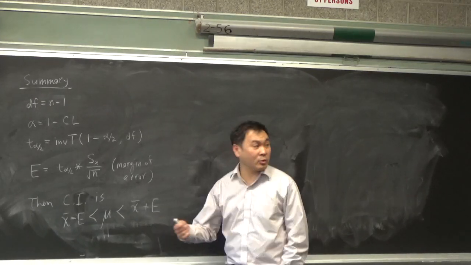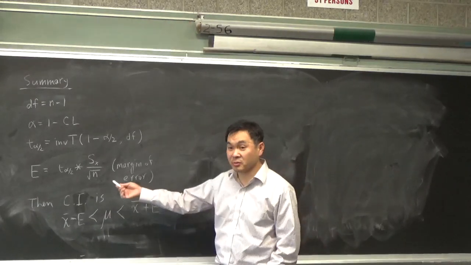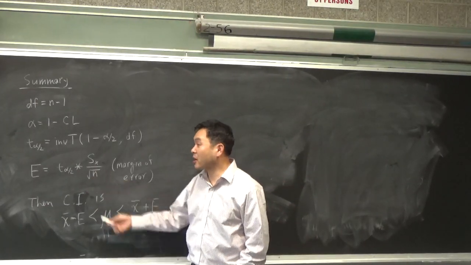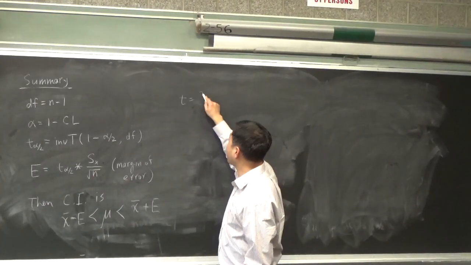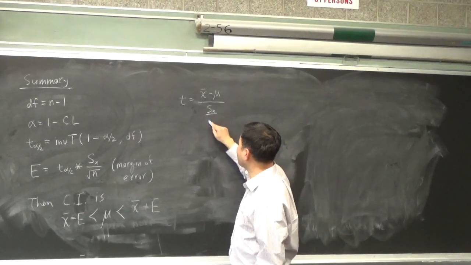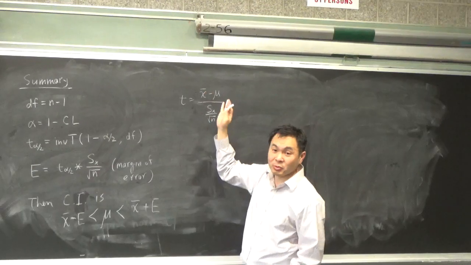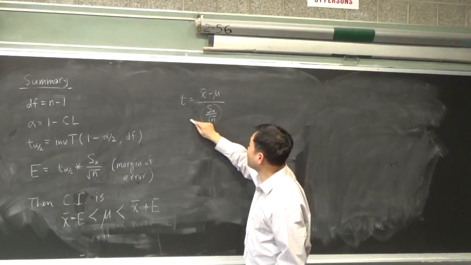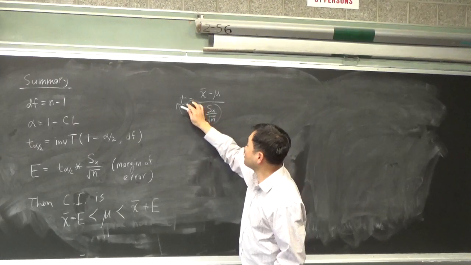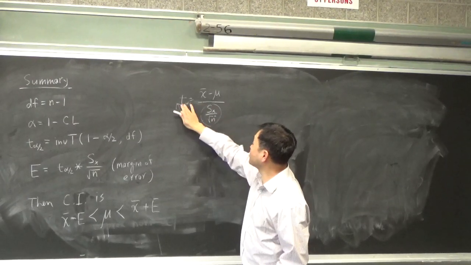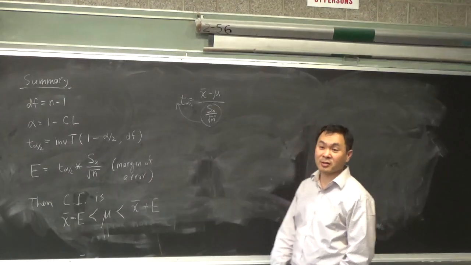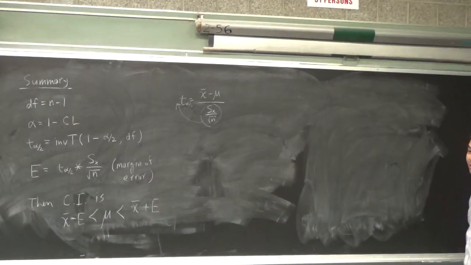And if you think about what we just said, this is exactly what we did, right? We obtained these formulas by solving t equals x bar minus mu over Sx divided by square root of n. That's what we did. If you multiply this around, you get the t alpha over 2 times this, and then if you solve for mu, these are the formulas that you get. Okay? So that's how you find the confidence interval.